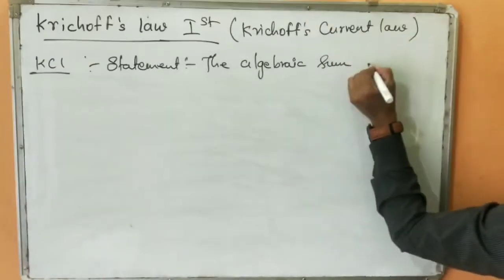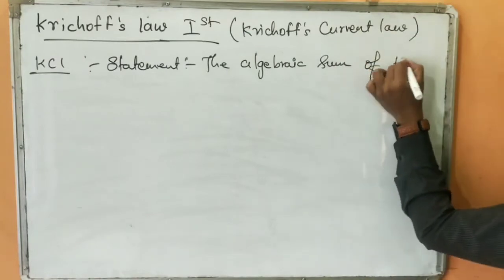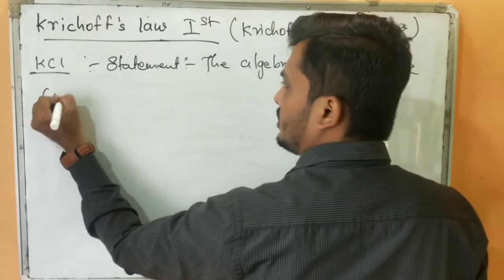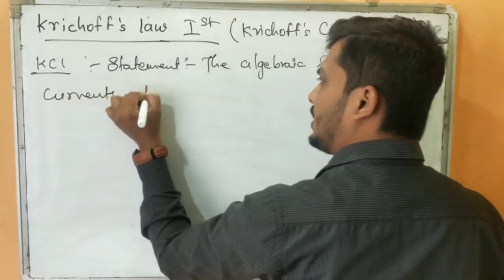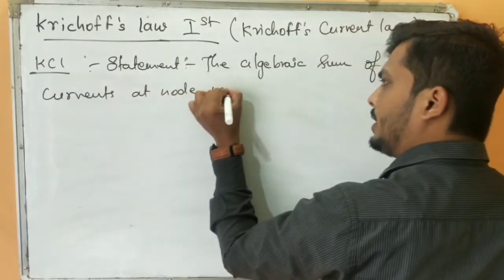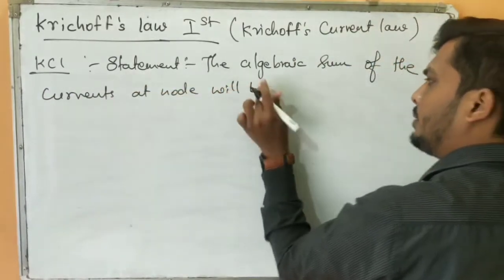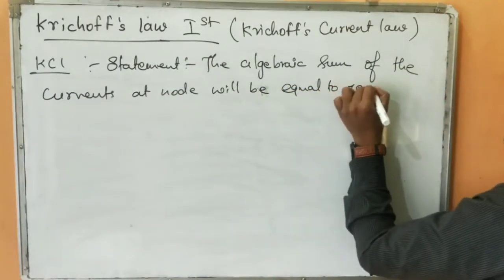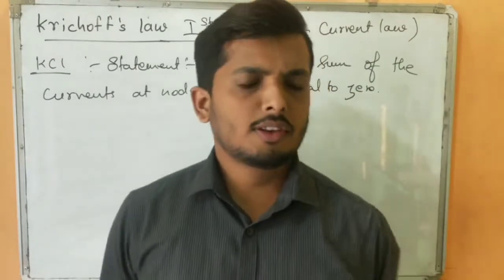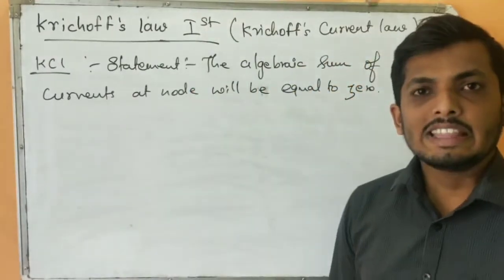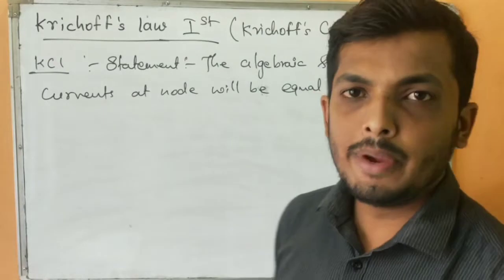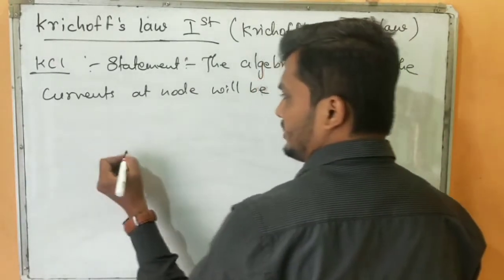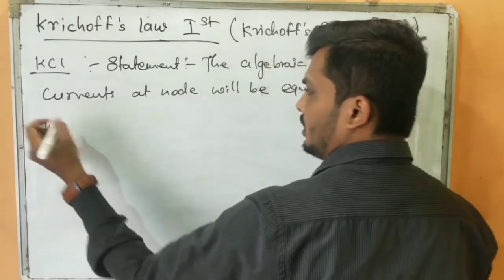the algebraic sum of the currents at a node will be equal to zero. So simple, it's Kirchhoff's current law. It states that the algebraic sum of the currents meeting at a node will be zero. In simple words, I would call it an alternative statement.